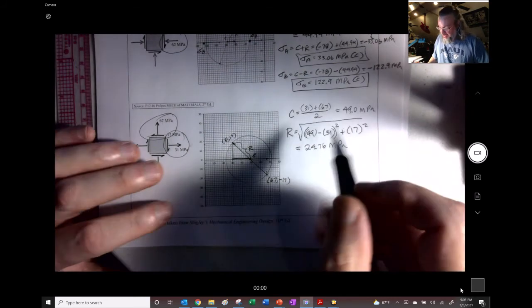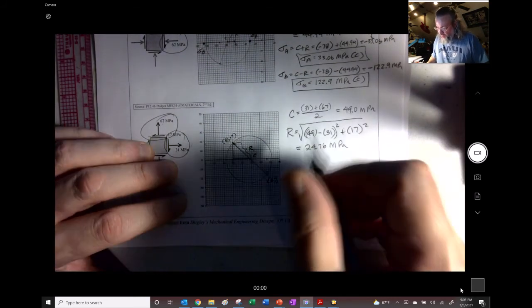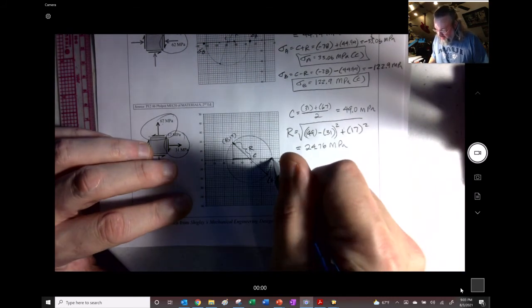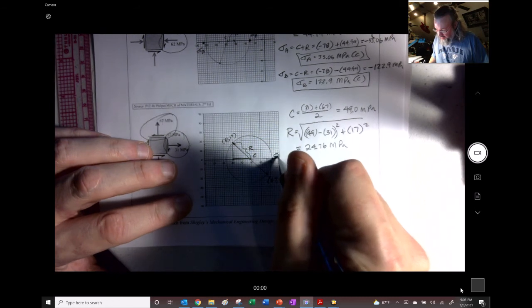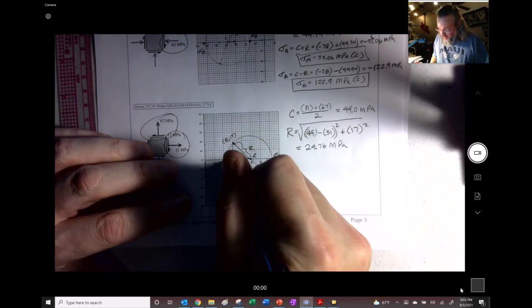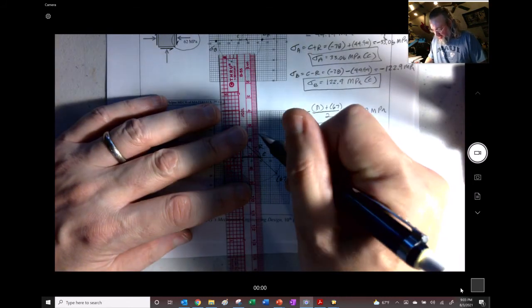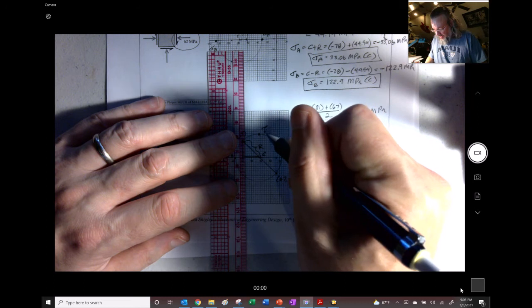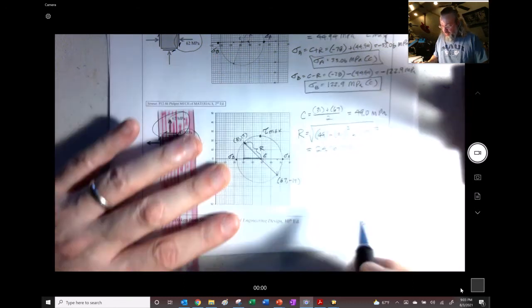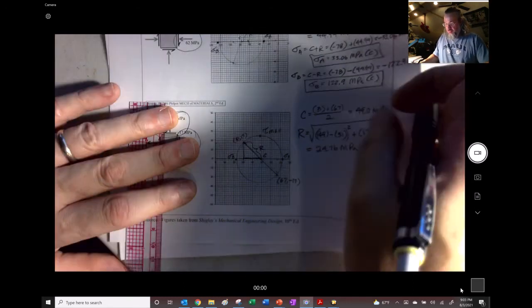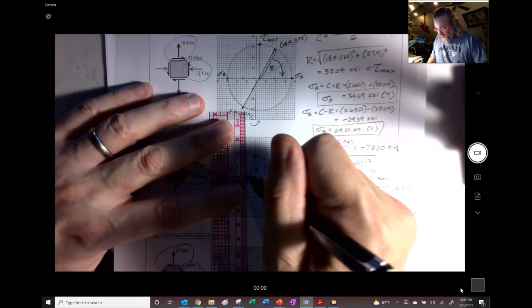Right? And so this is going to be where my sigma A is. And here's going to be my sigma B, right there. And right above where the center is going to be my tau max. I didn't label those on the other ones, did I? I should have, like right above.